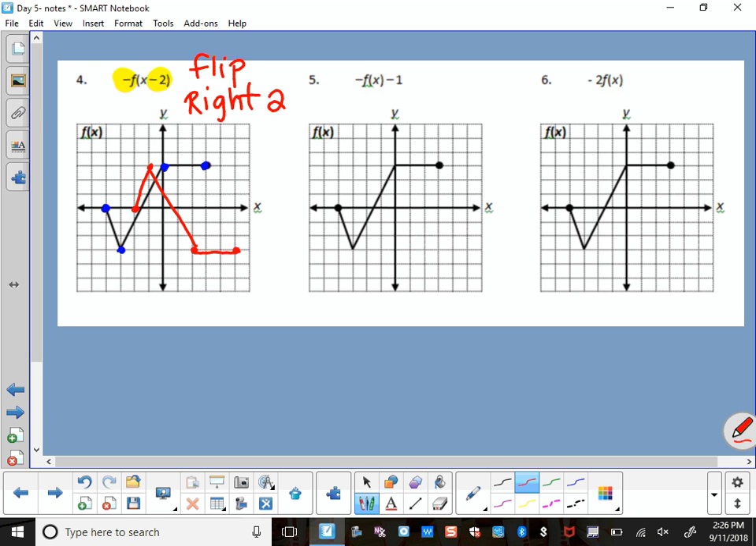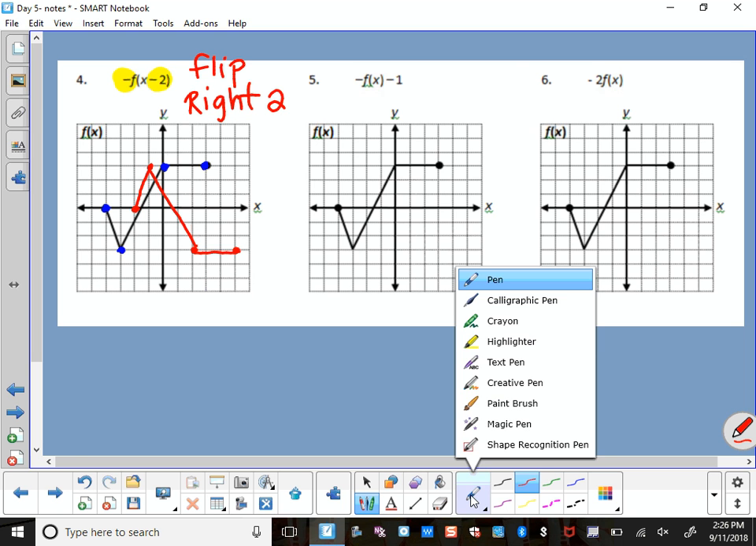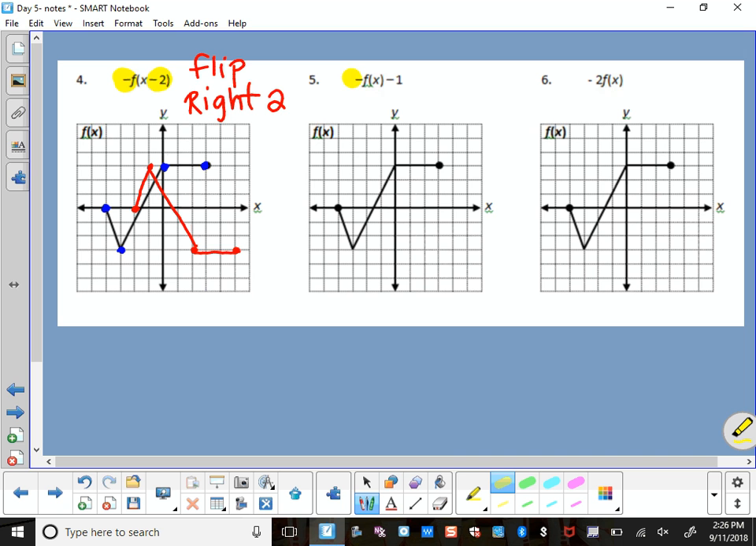Number 5 has how many transformations? 2. What are they? So my negative up front is going to flip. My -1 tells me to do what? Is it inside the parentheses? No, so it's not left or right, it's up or down. So I go up or I go down for -1. Down 1. Are you guys getting the hang of it? Yeah.